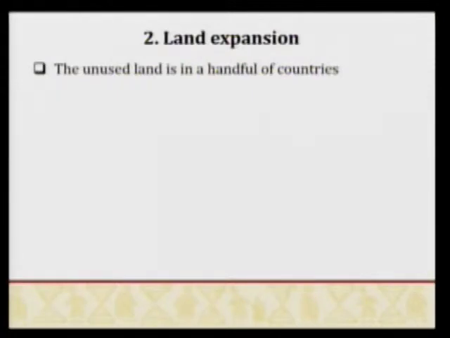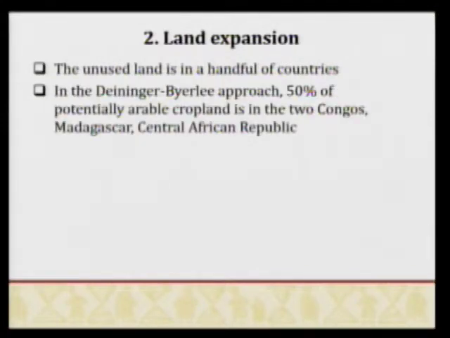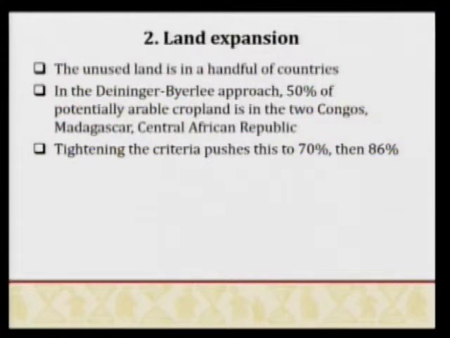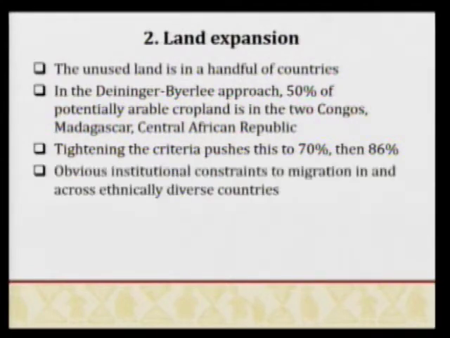Moreover, Tom will talk about this more, but the unused land in Africa, the areas with a sizable land frontier, is really clustered in a few countries. 50% of potentially arable cropland is in the 2 Congos, Madagascar and the Central African Republic. Tightening the criteria of how we define potential land can push this up to 70% or 86%. So a lot of the land availability is really confined to a few countries.